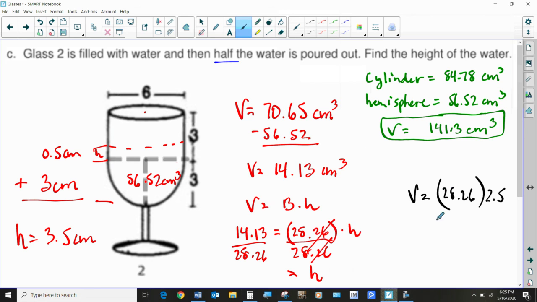Yes, it is. So the amount that was poured off is this empty space, which we have just determined was 70.65 cubic centimeters. So we poured off half, meaning we poured off 2.5 centimeters worth of water, which left you with 0.5 here, plus the additional 3 that never got poured off from the half sphere or the hemisphere. So this concludes our glasses task, where we determined that the answer for part C is there is 3.5 centimeters of water remaining in the cup.